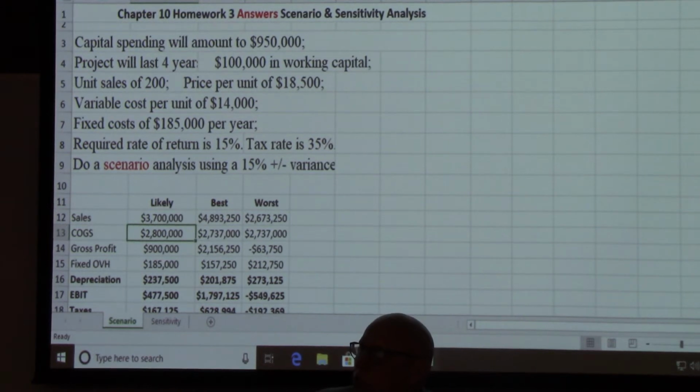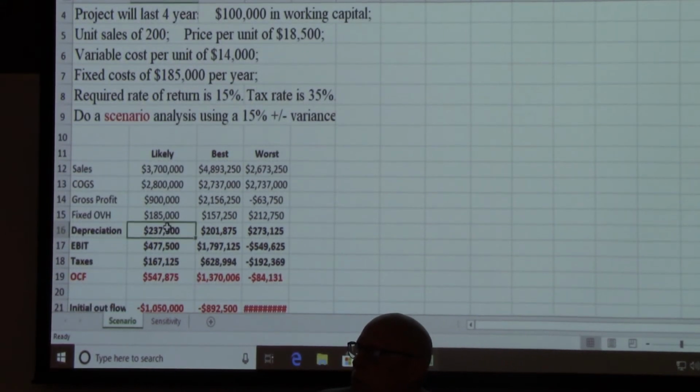So again, be sure to look up here at the formula bar to see where these numbers are coming from. Our gross profit is our sales minus our cost of goods sold. Our fixed overhead is listed at $185,000. Our depreciation is the $950,000 divided by 4. Our EBIT is our gross profit minus our fixed overhead minus our depreciation. So that's $477,500. Our taxes are 35%.